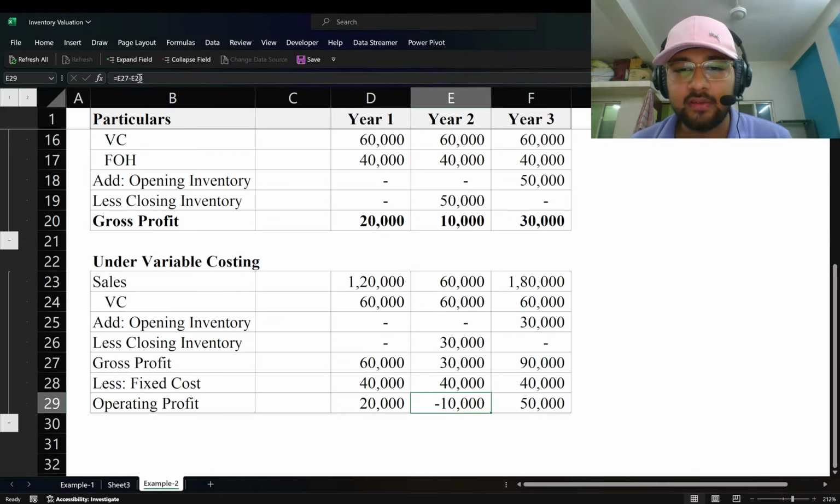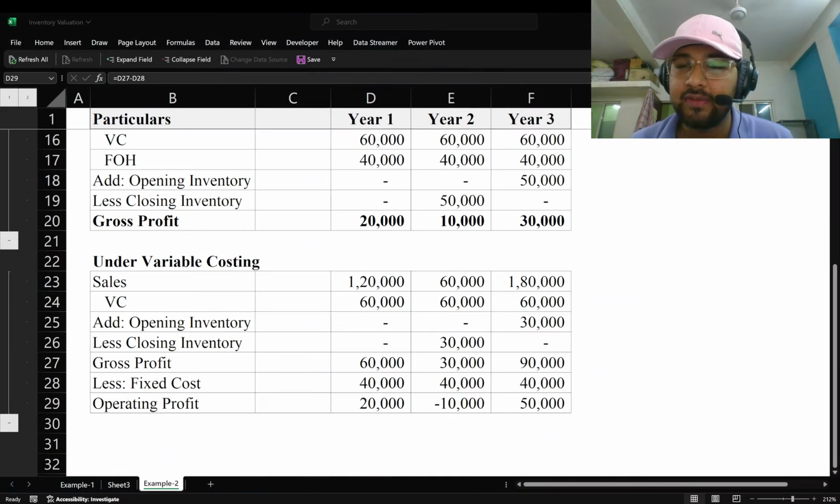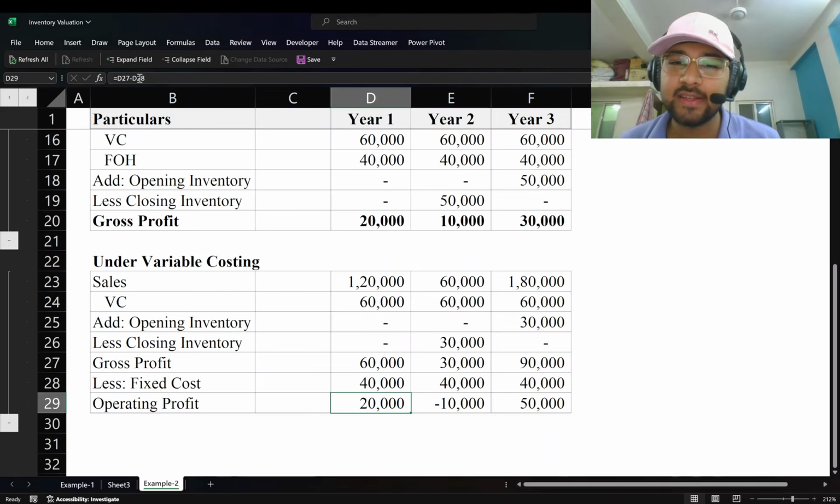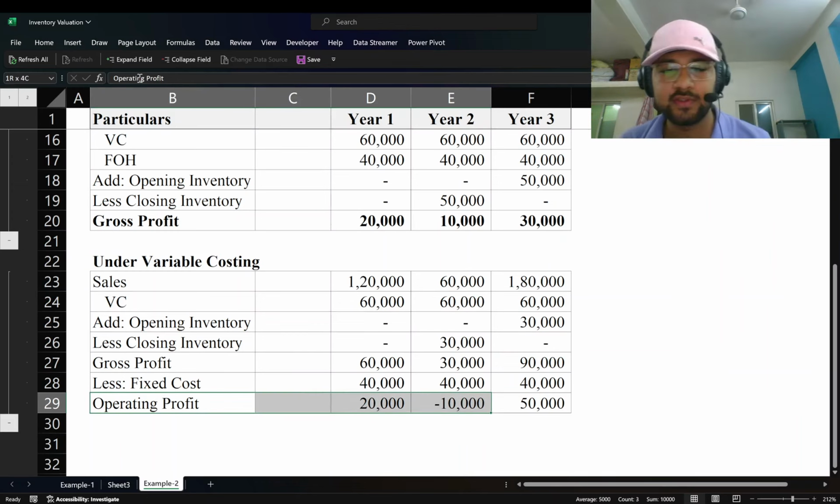So in the second year, while you produced 10,000 units, you incurred the cost of 10,000. You did not sell the 5,000 units which were remaining in the closing inventory. So you made an operating loss of 10,000. I think this is close to your cash flows.